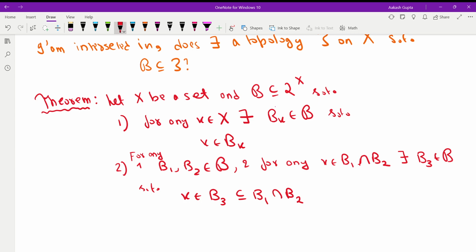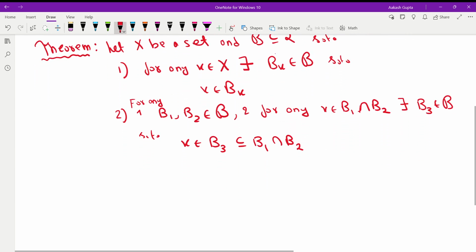So, what is the first property? For every element x of X, there is a member of script B which will contain that point x. And the second condition is, if you take two members of script B and any point in their intersection, there would be a third member which contains that point and which is precisely inside B1 intersection B2. So this is the kind of collection we are taking.